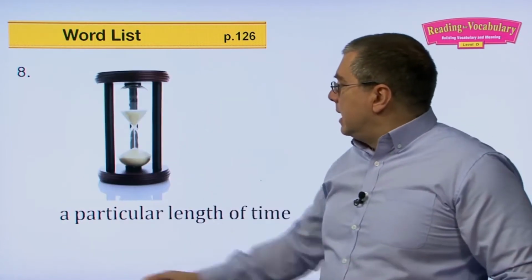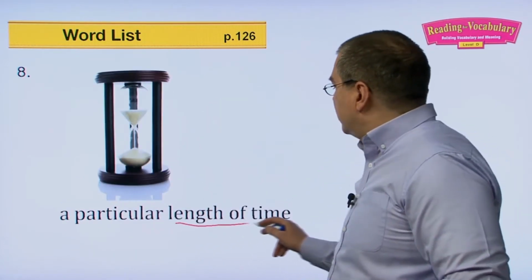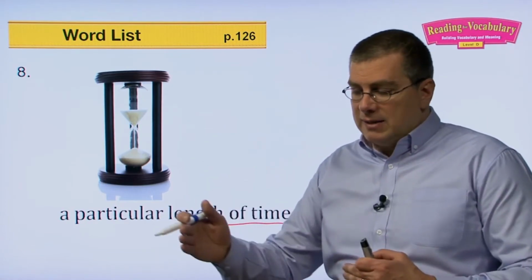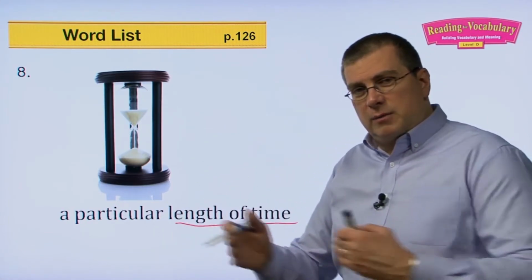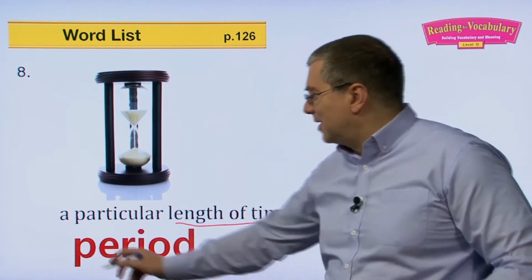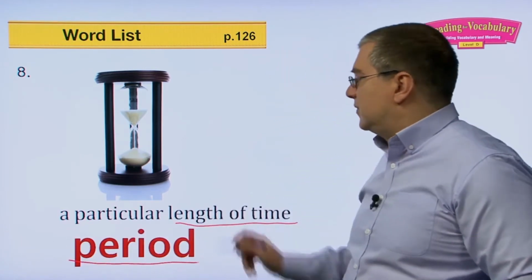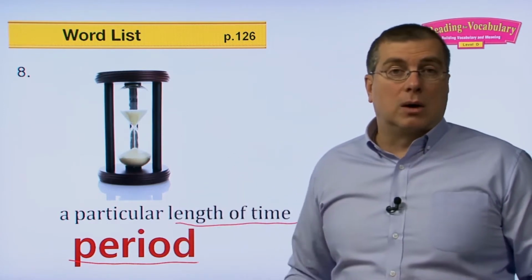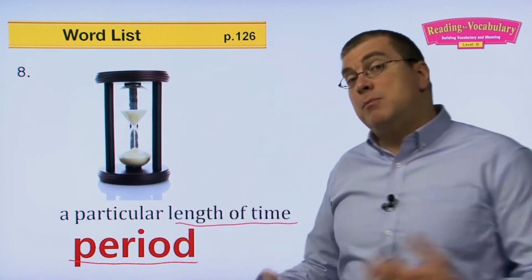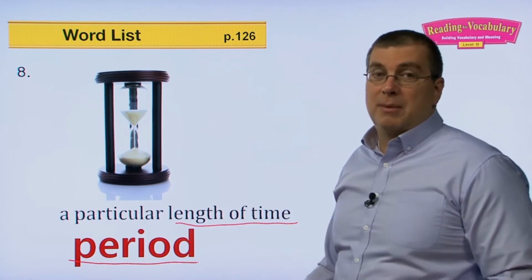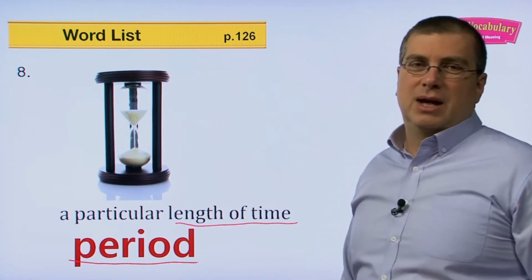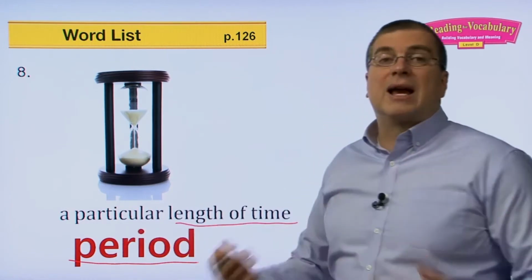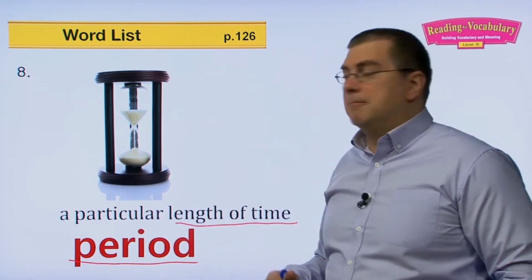Okay, 8. A particular length of time. So a particular length of time, you know, beginning and ending, that's a certain period of time. I just gave you the word period. A period of time is what we call a particular length. So an hour is a period of time. A minute is another period of time. A second is a period of time. So there are many different periods of time. It's just a particular length of time. We give it a name.